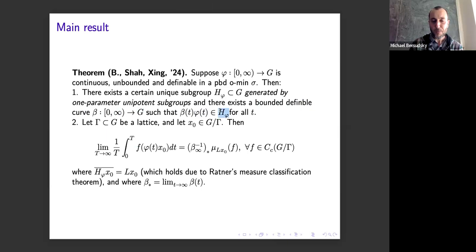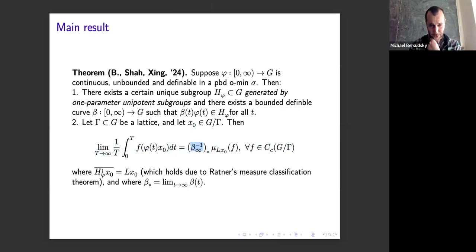Okay, very good. Now the statement will be as follows. You take a lattice in G, and you take a base point in G mod gamma, and you average along the curve, and those measures will converge to an algebraic measure. Now, what is this L and what is beta infinity?